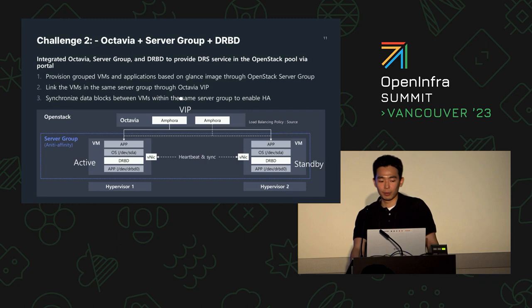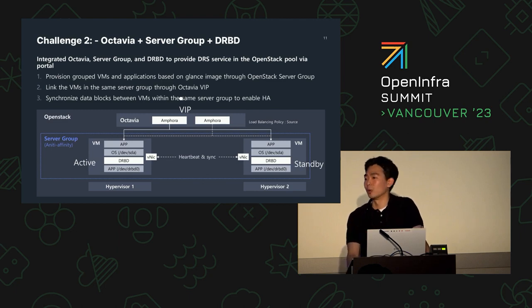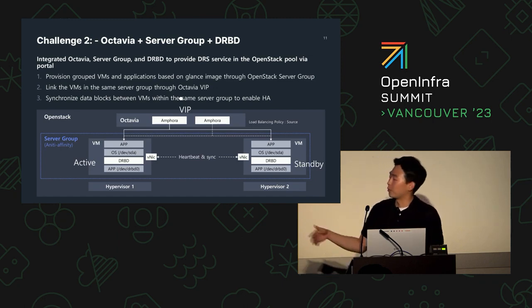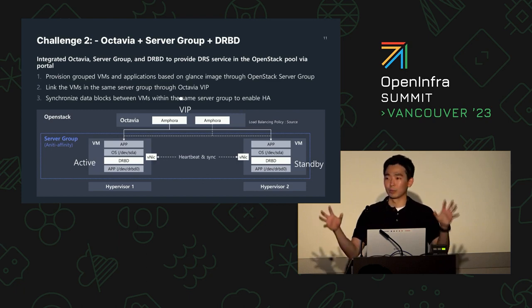So what we did was we combined automation tools, Octavia service, OpenStack server group, and DRBD together. We combined them in the backend, and we used automation tools to automate this whole process. To give you an overview of the process, the first step is, when you provision a virtual machine, our OpenStack server group would group them together.